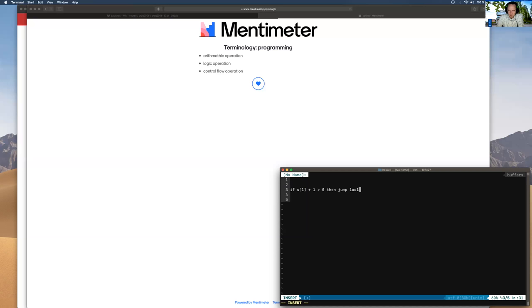I am mistaken. You do need else, because you will go here after the else, but this instruction is missing one thing. What is this instruction missing? So it has arithmetic, logic, and control flow built in. It has reading, but it's missing the writing, right? So I need to write, right? So I need to set this location S to zero.